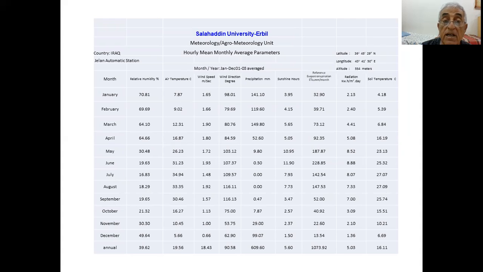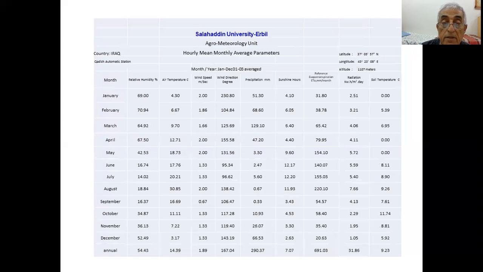This is also a 3-year average of data recorded at Jaylan Automatic Weather Station, located some 10 kilometers west of Akre. And this one is also a 3-year average of recorded data at Kadesh Automatic Weather Station, located between Swaratuka and Amedi in Duhok Governorate.